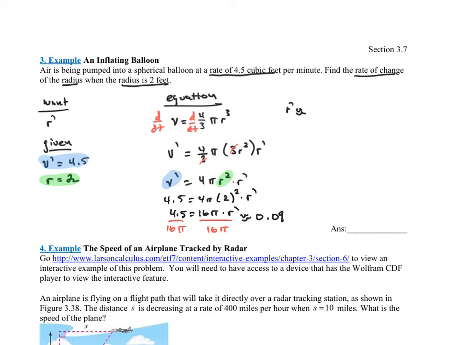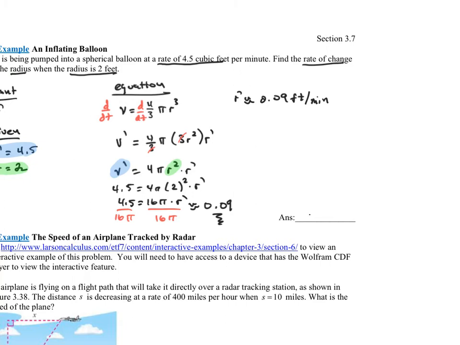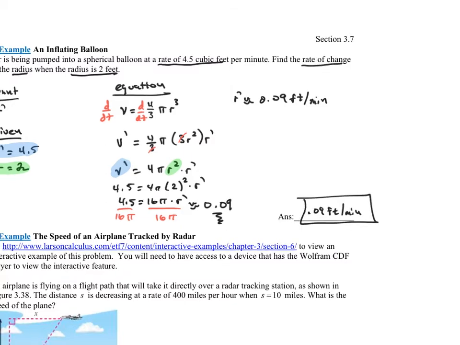Now let's think about the units here. That's what r prime is. Sorry, I should have put that up here. 0.09 is what I approximately got. Let's think about the units. So this is the radius. The radius is a distance. It's changing in terms of feet. And then with respect to time would be in terms of seconds in this one, or sorry, per minute in this one because it says cubic feet per minute. So my final answer would be 0.09 feet per minute is what the radius is changing by.